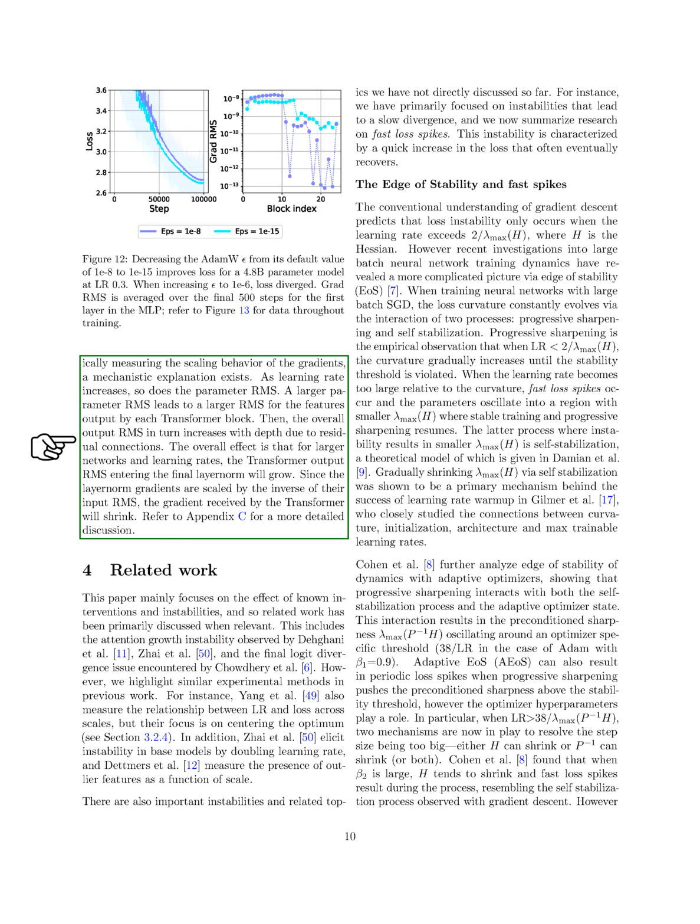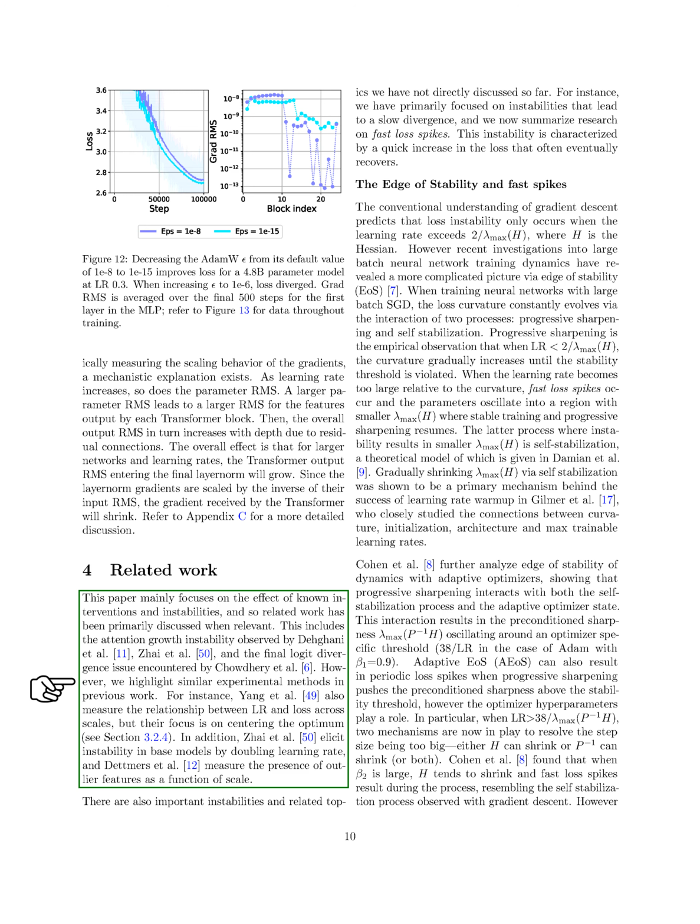Section: Related work. In this section, we'll discuss the related work that has influenced our research. Our study primarily focuses on the impact of known interventions and instabilities. We've drawn from previous research where relevant, such as the attention growth instability observed by certain researchers, and the final logit divergence issue encountered by others. We've also taken note of similar experimental methods used in previous studies.